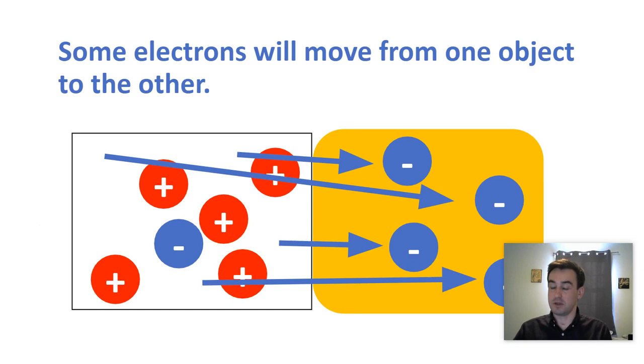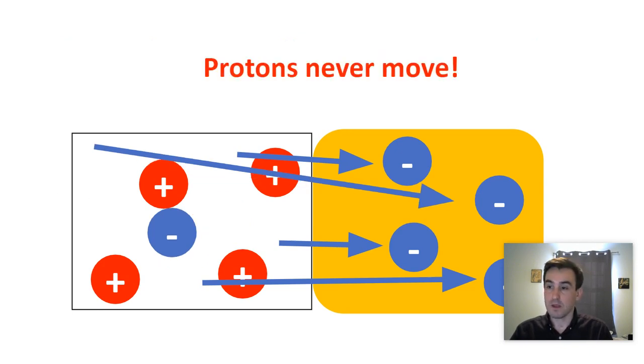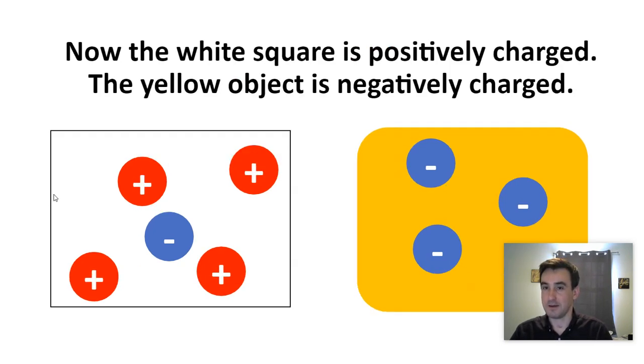So we've got a yellow box and a white box. They've been rubbed together, and electrons have now moved from the white box to the yellow box through the force of friction. Remember, only electrons move, protons always stay put. Now, the white box lost a bunch of electrons, so now it's got way more protons than electrons, so we can say it is positively charged. The yellow object gained a bunch of electrons, a bunch of negative charges, so now it is negatively charged.